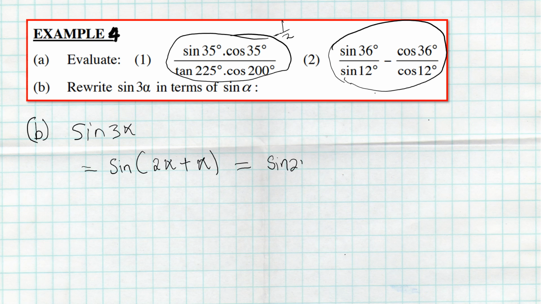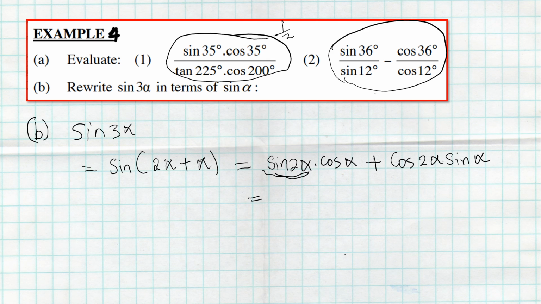It will be sine 2 alpha, then cos what? Cos alpha. For sine, we keep the sign, it remains positive. Then we say cos 2 alpha, then multiply with what? With sine alpha. Can you see? Look at this. We have to express this in terms of sine only.